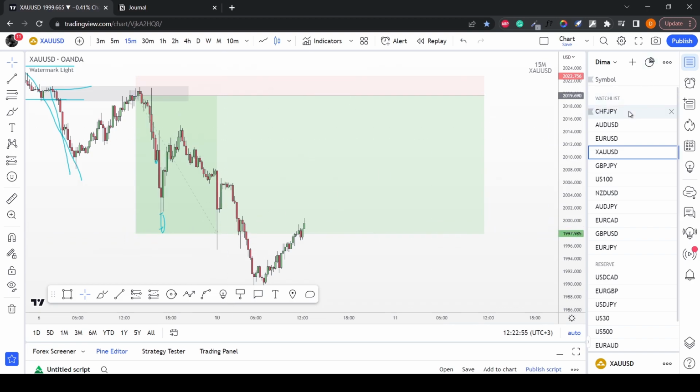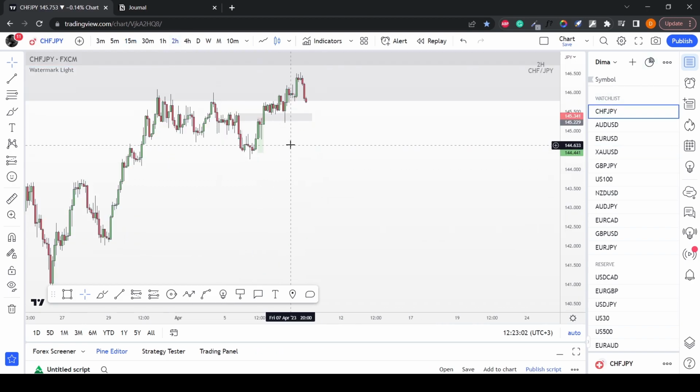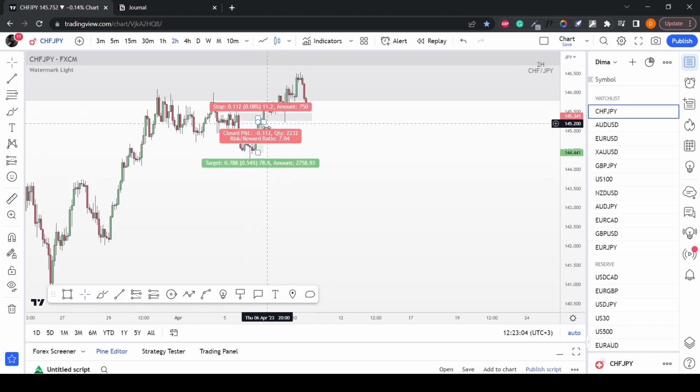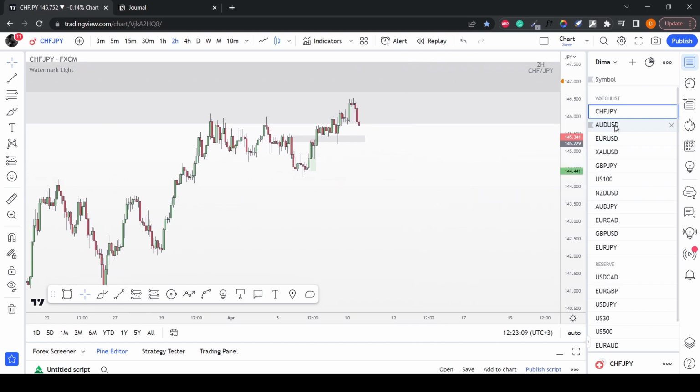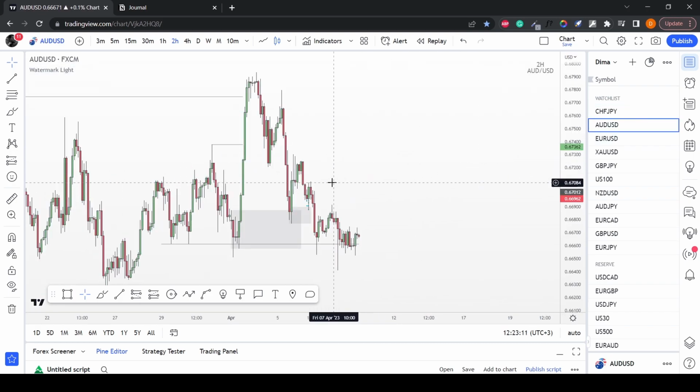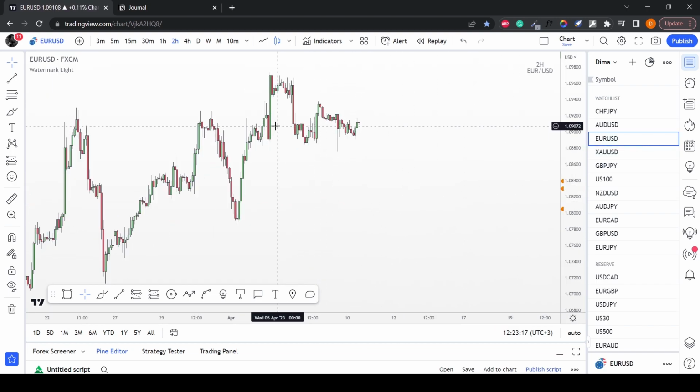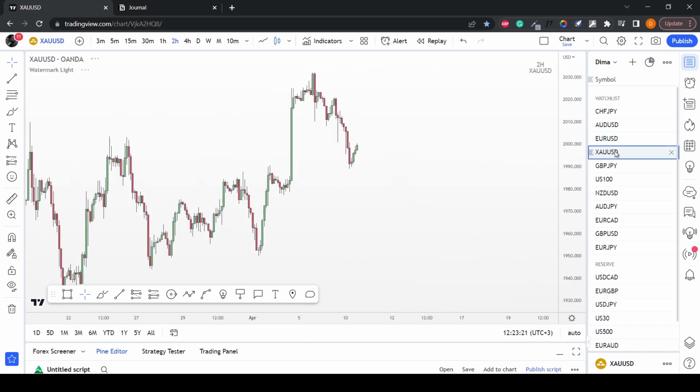As for the other trades that I took, then CHF-JPY, the zone failed and mitigated higher. So still daily bias is holding from the previous week. AUD-USD was looking for long here, but it seems like it will fail. Euro-USD still holding the same zone, still showing some reactions from here.